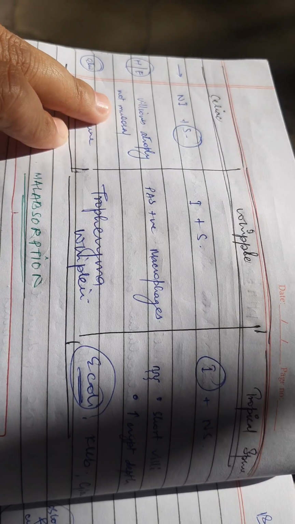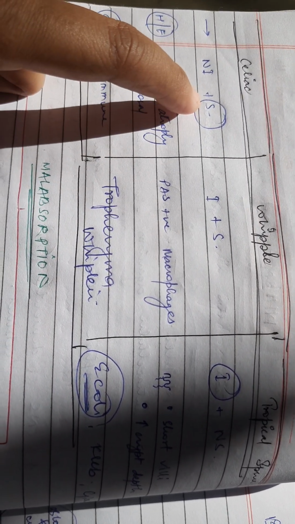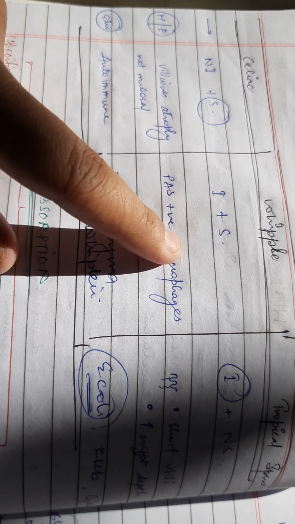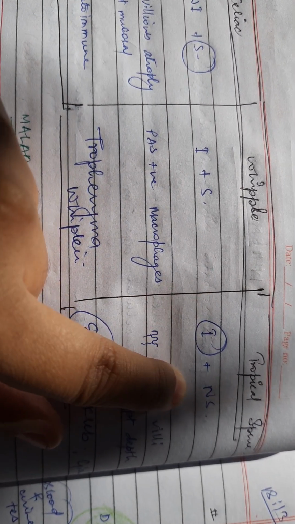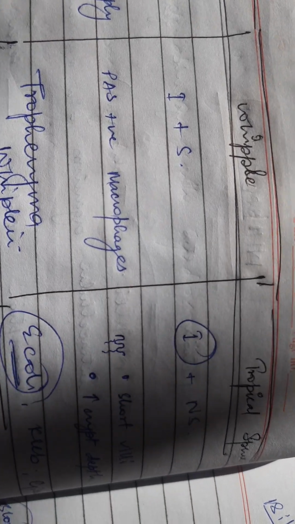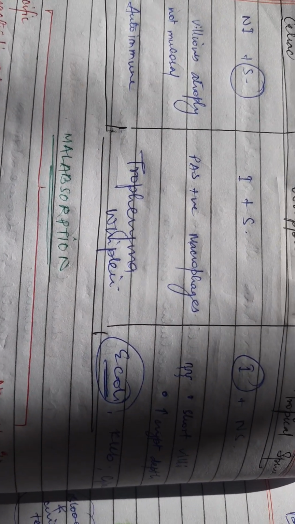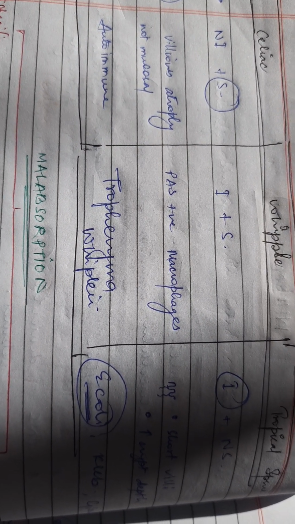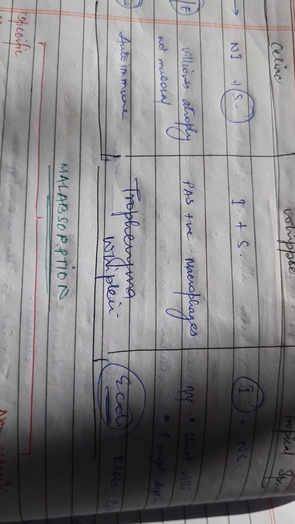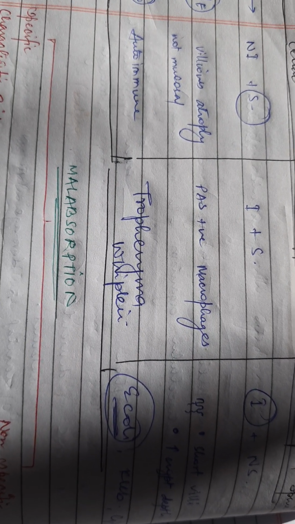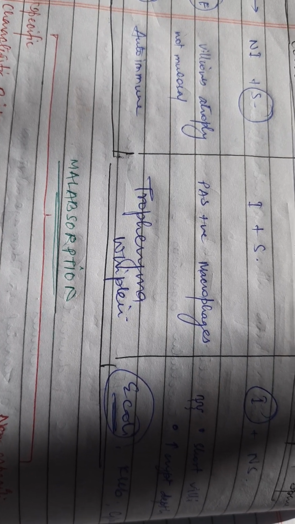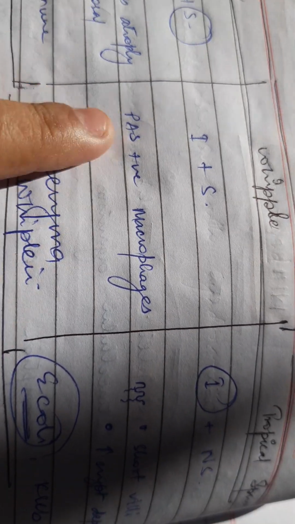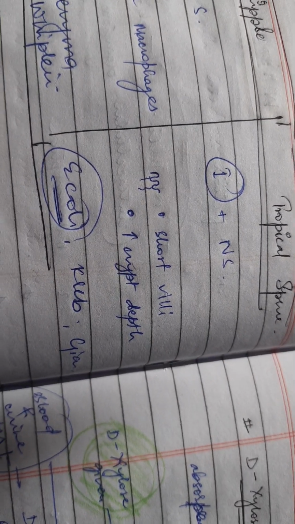Then the difference between celiac disease, Whipple, and tropical sprue: celiac is non-infectious but with systemic features. Whipple is infectious and systemic features are present. Tropical sprue is infectious and systemic features are not present. Then histopathology in celiac disease: villus atrophy, not mucosal. Villi get atrophy, not mucosal. In Whipple, the characteristic histopathology finding is PAS positive macrophages, and in tropical sprue, short villi and increased crypt depth.